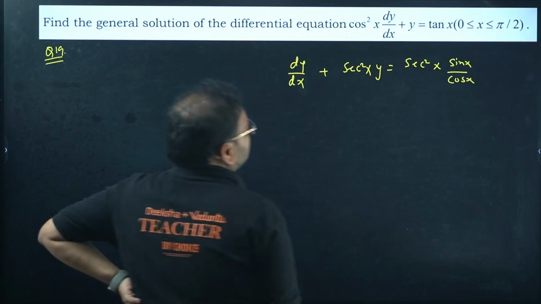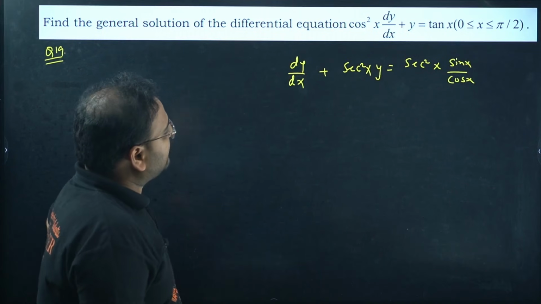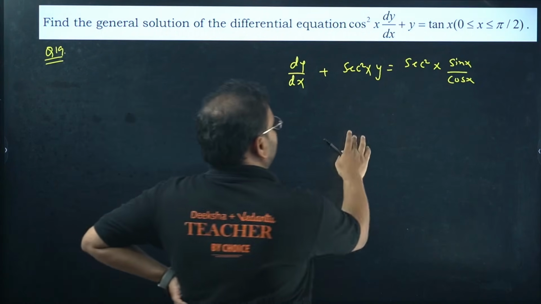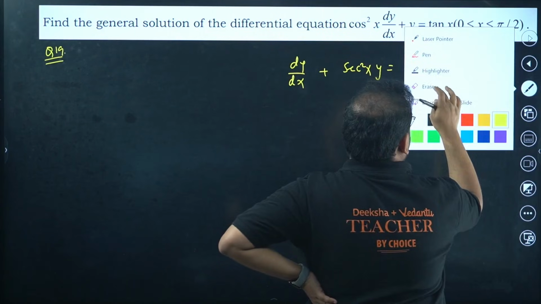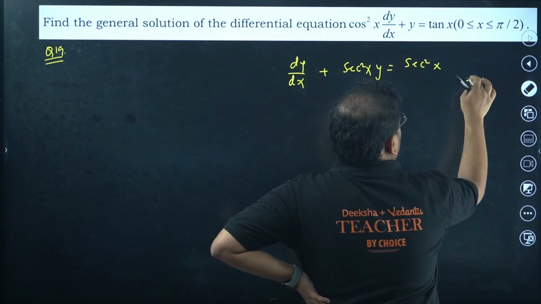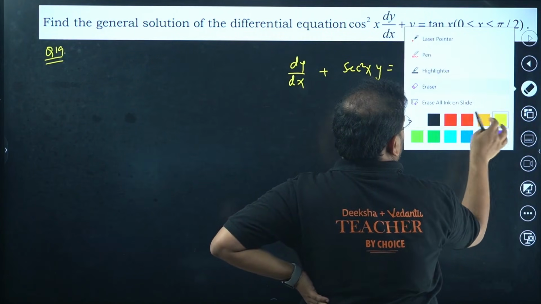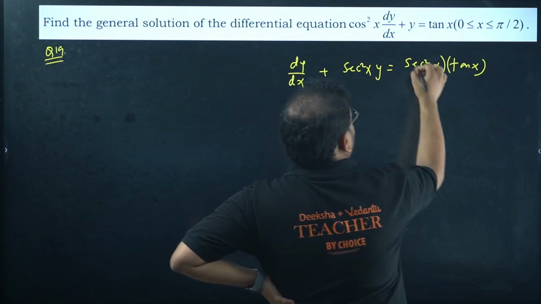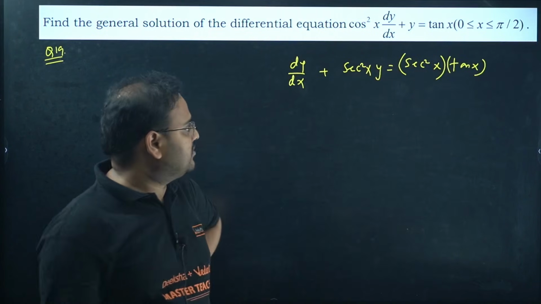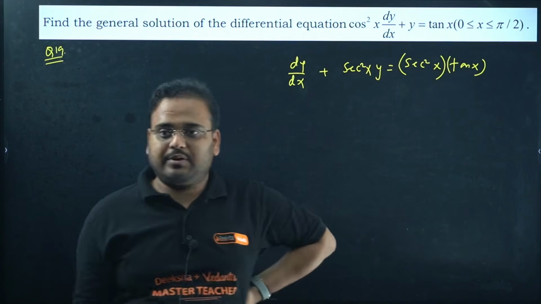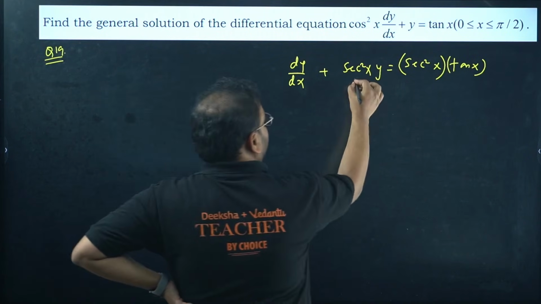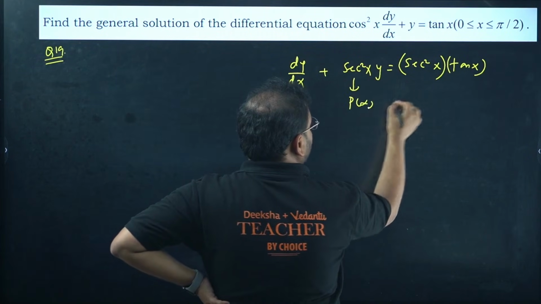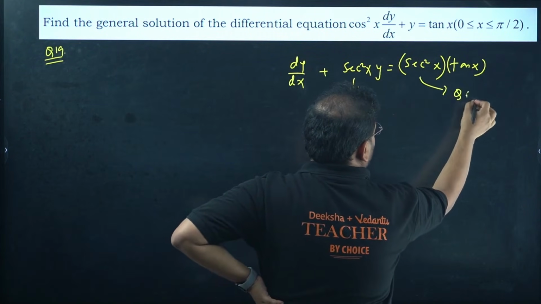Does it make sense? No, it does not. We'll keep it as tan only. I'm dividing by cos square, so it will become secant square if you divide everything by cos square. So this is your value for Px, and the whole thing here is the value for Qx.